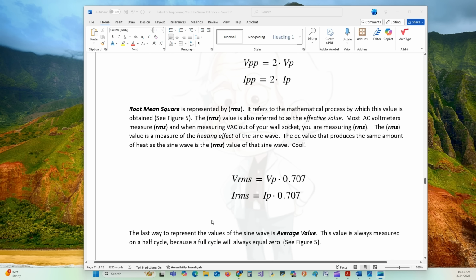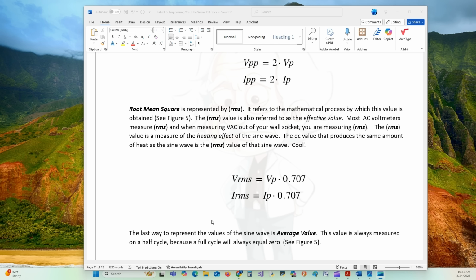Root mean square is represented by RMS. It refers to the mathematical process by which this value is obtained. The root mean square value is also referred to as the effective value. Most AC voltmeters measure RMS. When measuring the voltage VAC out of your wall socket, you're measuring RMS. The RMS value is the measure of the heating effect of a sine wave on the reactance. The DC value that produces the same amount of heat as the sine wave is the RMS value of that sine wave. That's very cool.